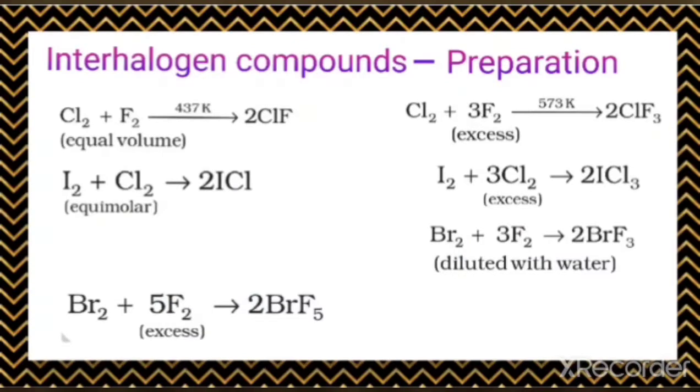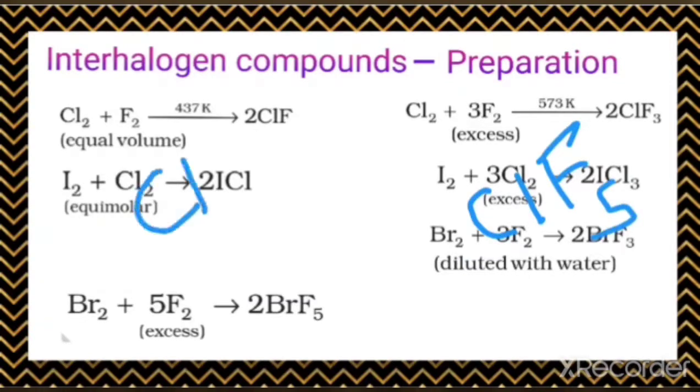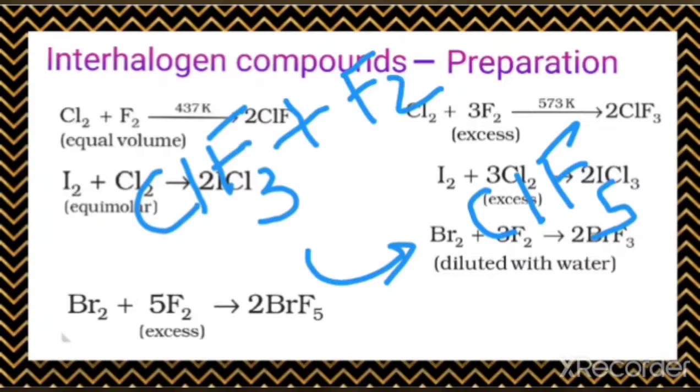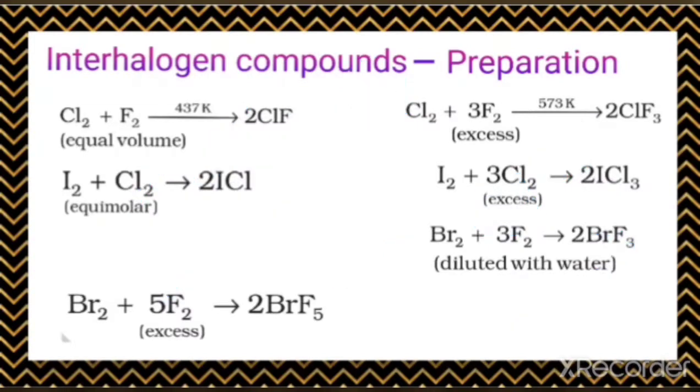Similarly, one more example we are taking, that is the preparation of ClF5. ClF5 can be prepared from ClF3. So ClF3 plus F2 gives rise to ClF5. So a higher interhalogen compound can be prepared from a lower interhalogen compound. Thus we have discussed that interhalogen compounds can be prepared by the direct combination of two different halogens or by the action of halogen on lower interhalogen compounds. So this is about the preparation.